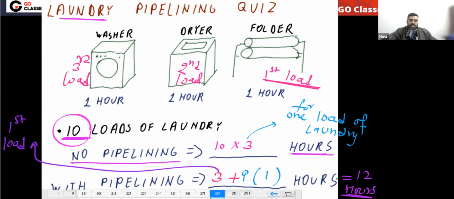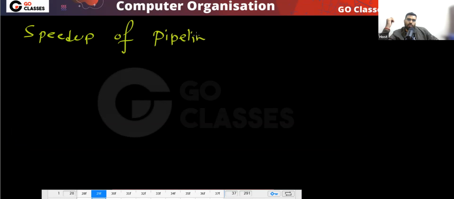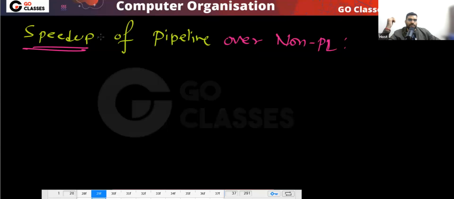So what is the speed up? What is the speed up this pipeline will provide you over non-pipeline? What is the speed up of pipeline over non-pipeline? How much faster is this pipeline?